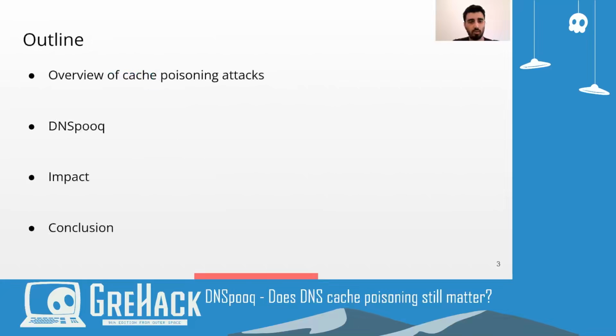So what are we going to speak about today? We are going to begin with an introduction to the DNS protocol and an overview of cache poisoning attacks, as well as some recent ones. Then we will continue to talk about DNSpooq and the cache poisoning attack we found on dnsmasq. Then we will discuss some of the impacts of cache poisoning attacks, and we will conclude with some mitigations and thoughts.